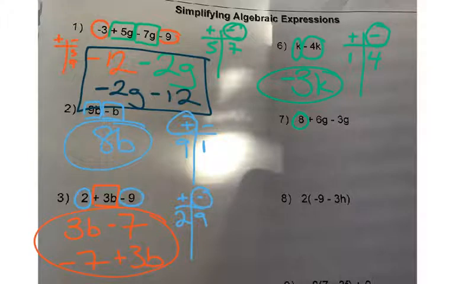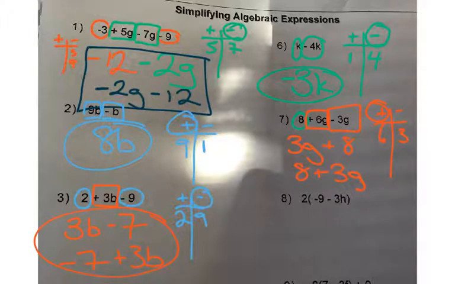Starting with my first term, that is an 8, and there are no other just plain numbers. I do have 6 positive G's and 3 negative G's. 6 positives, 3 negatives. The positive team wins by 3. So you should either have 3G plus 8 or 8 plus 3G.